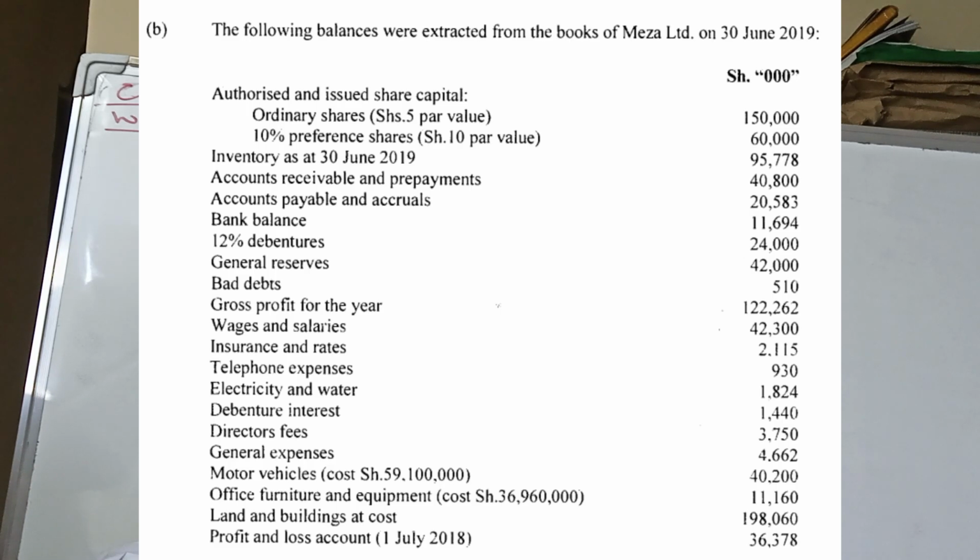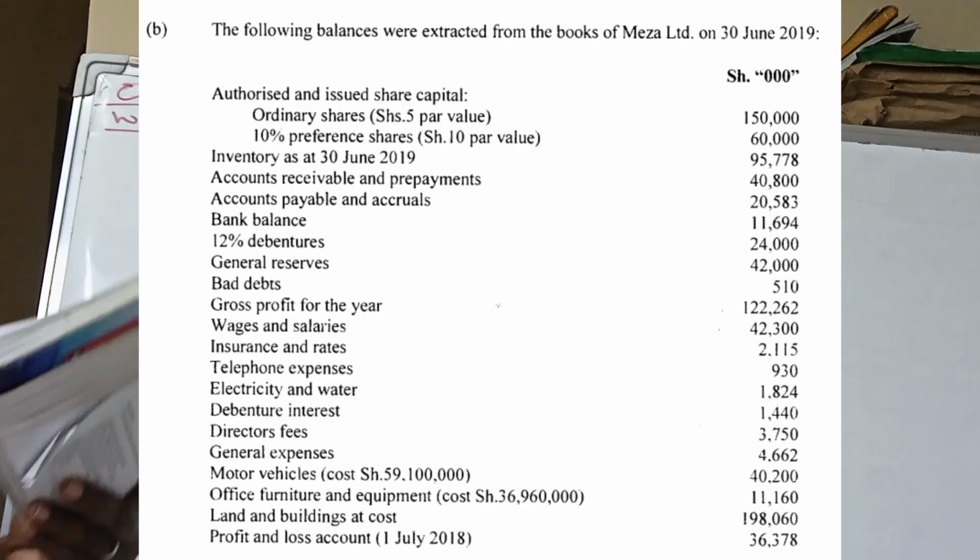You must be careful with dates. Be careful with the dates in accounting. When you are told inventory is at the 30th of June 2019, and you are preparing the financial statements as at the 30th of June 2019, it means you are being given the closing inventory. Accounts receivable and prepayments, accounts payable and accruals, bank balance, 12% debentures, general reserves, bad debts, gross profit for the year. This is one of the tricks in this particular question.